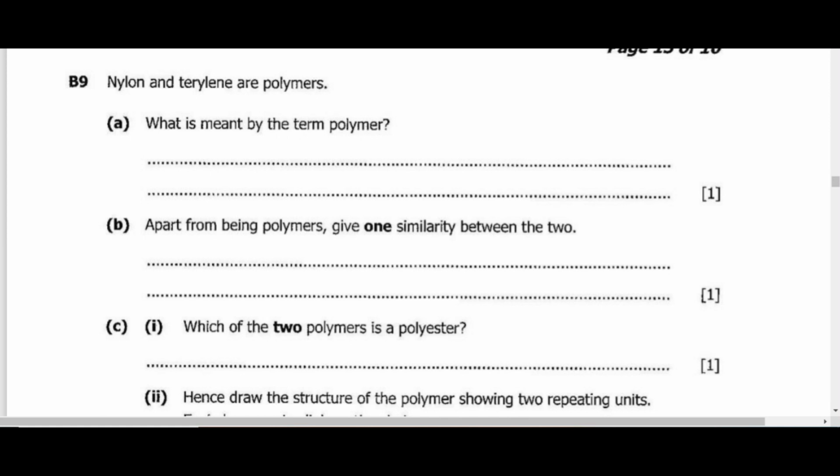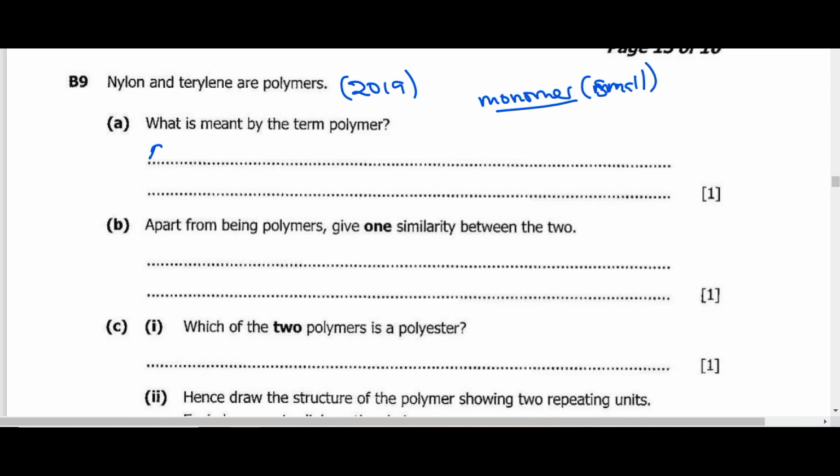So we have another question which is 2019 internal. So now here they've said, so we have nylon and terylene polymer. So what is meant by the term polymer? So the term polymer, you cannot have a polymer if you don't have a monomer. So monomers, they make polymers. So monomers, these are small. And then when we say a polymer it is a giant.